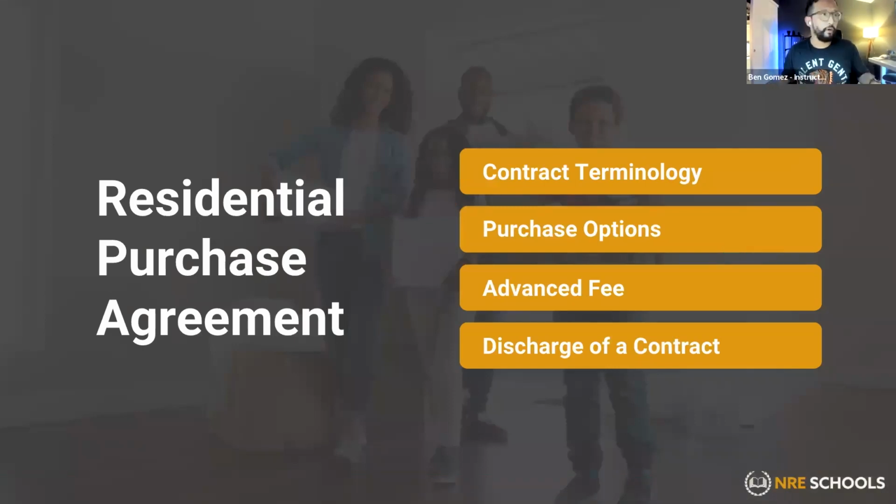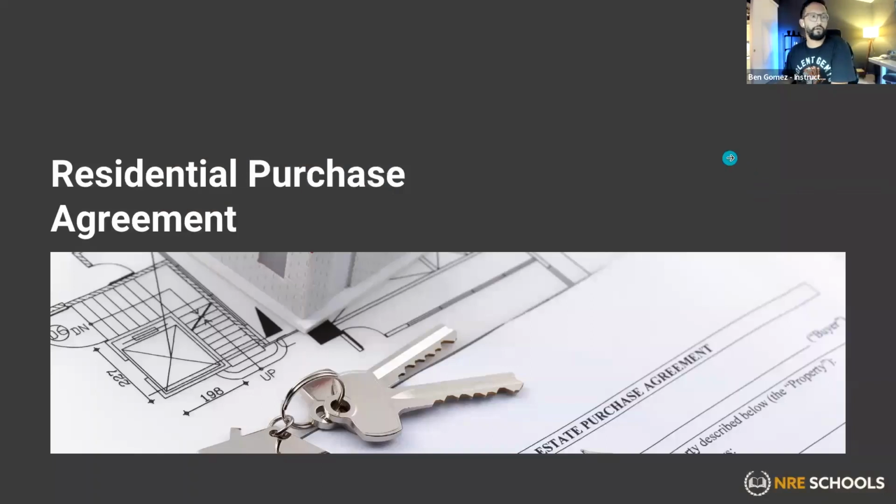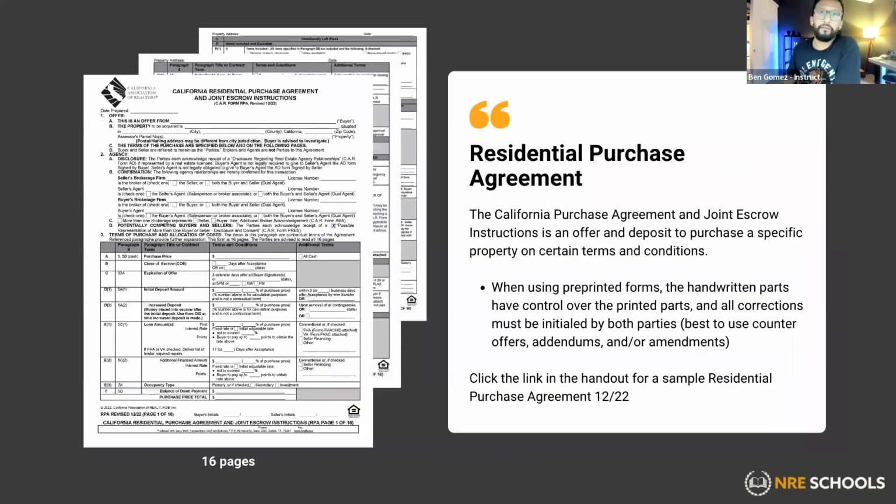By far the most important contract, I think, as a buyer's agent and as a listing agent, is the residential purchase agreement. We're talking residential, not commercial. We're talking contract terminology, purchase options, advance fee. If you bought a residential property in the last 50 years, you signed a residential purchase agreement. If you bought a property 50 years ago, this agreement was probably 1 page. It's 16 pages now.